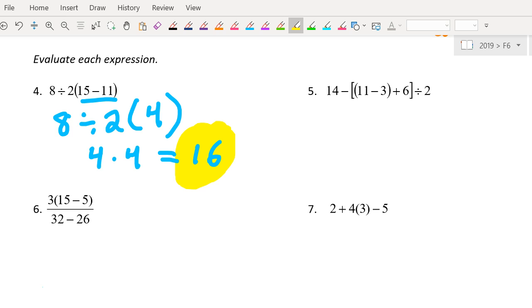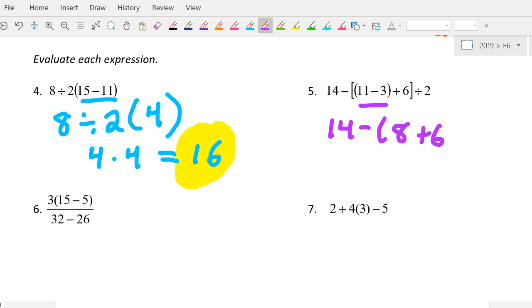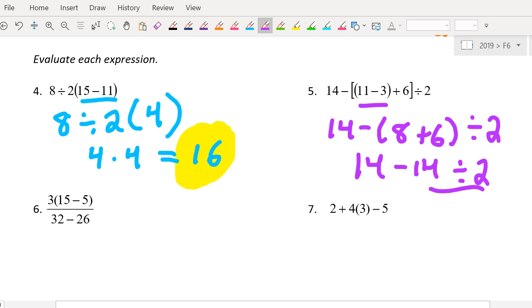All right, I'll do this next one quickly. So first, in the innermost grouping symbols, 14 minus 11 minus 3 is 8, I believe, plus 6 divided by 2. So notice how I'm writing my work out. That helps a lot. Now we do division first. 14 minus 7. Thank you very much.